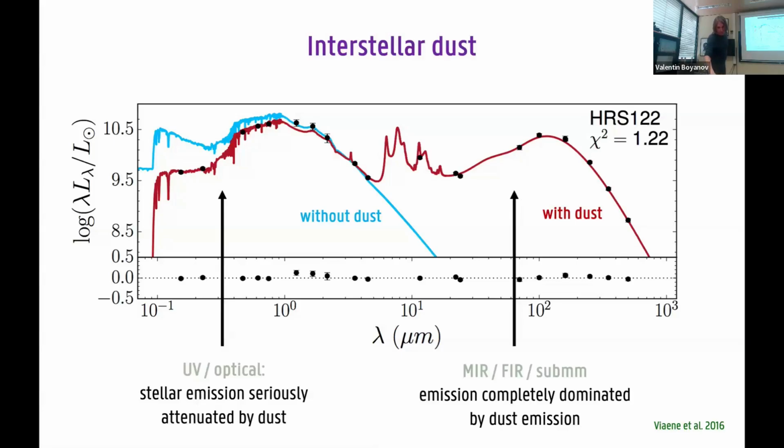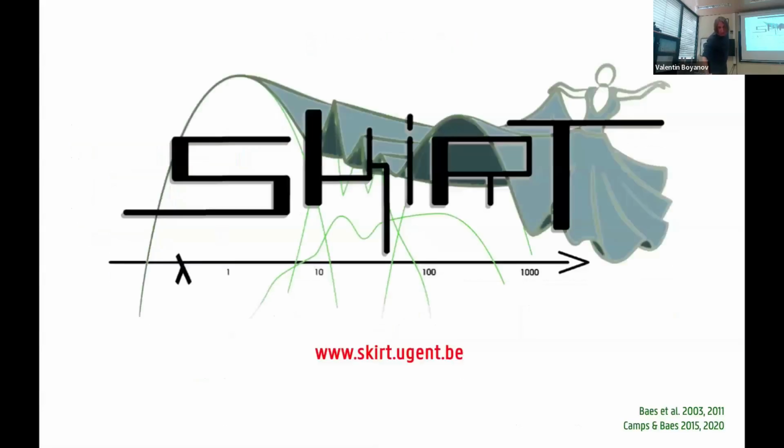And so that is essentially what we started to do with SKIRT. That's what we wanted to do: develop a piece of software where you can calculate this interaction between starlight and dust grains in a realistic setting. And a realistic setting means, of course, in 3D.